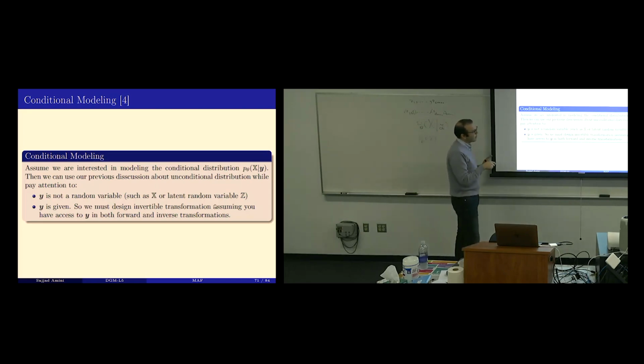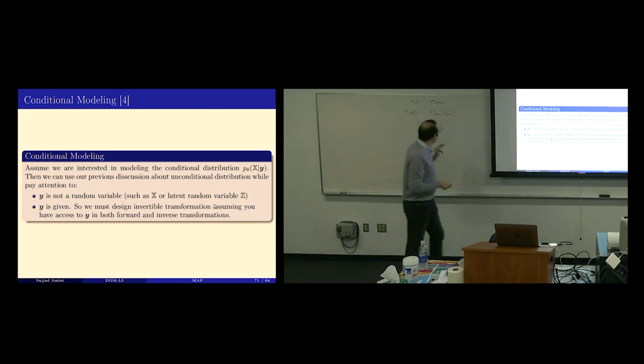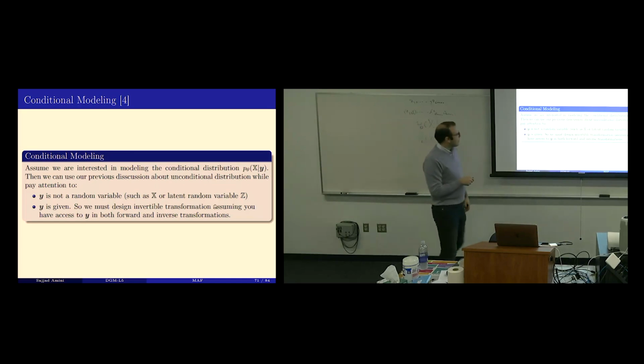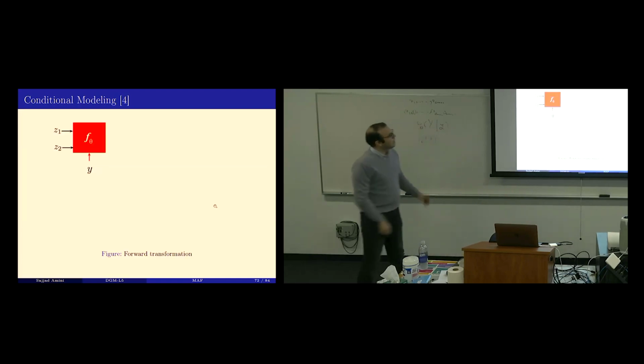So here, pay attention. First, y is not a random variable, so you cannot treat it as you treat x. It is not random. It is a given vector. Second, y is given, so we must design the invertible transformation assuming you have access to y in both forward and reverse transformation. What does it mean?